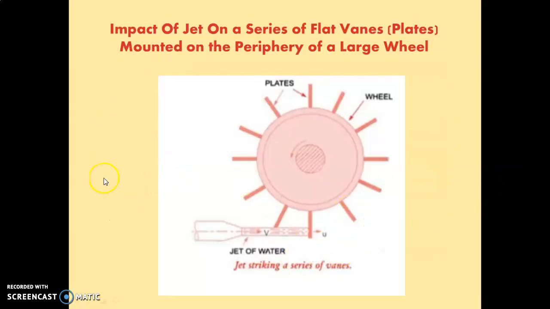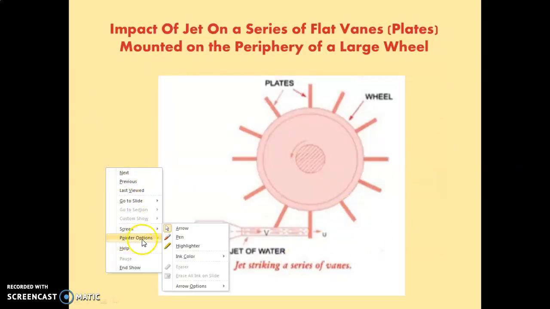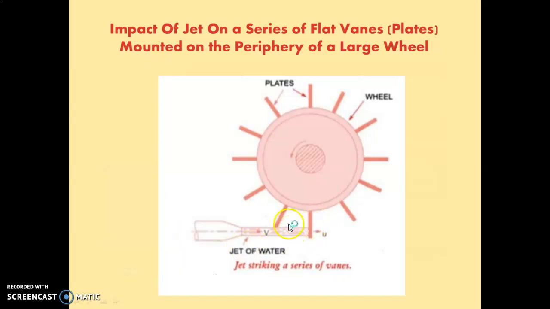That means, now if you see, in the sixth lecture there was a single flat vertical plate. So when the jet struck the plate, it moved forward.